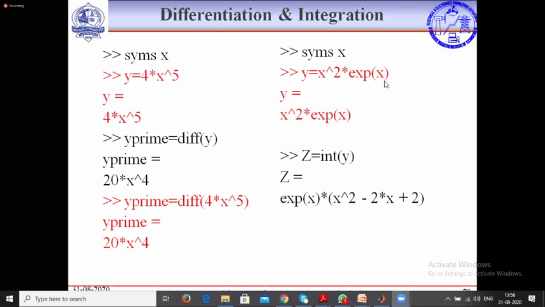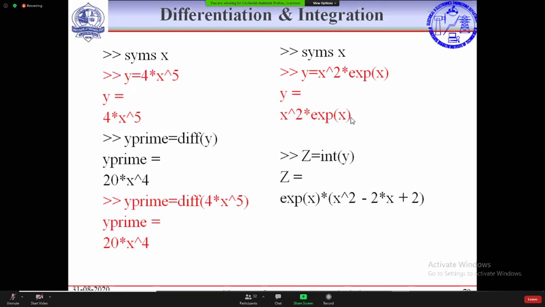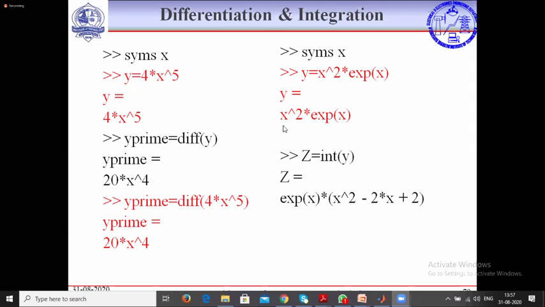Now for x square into exponential of x, you want the differentiation of this. You have to do it separately, as we did for integration. For x square into e power x, first differentiate x square and multiply by e power x, plus x square into the derivative of e power x. Two terms will occur. Similarly, for integration we have to follow a different rule.